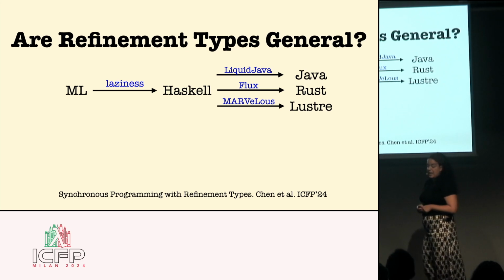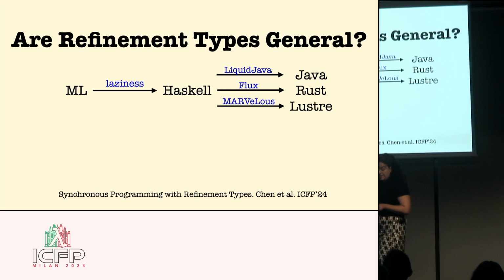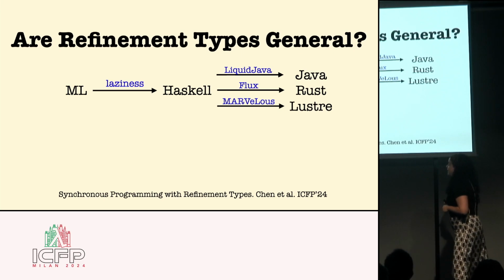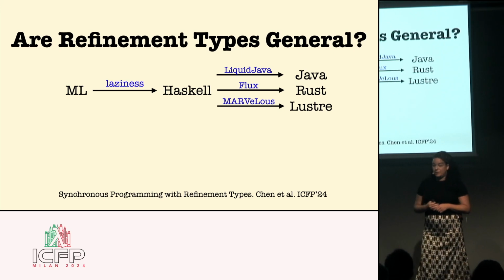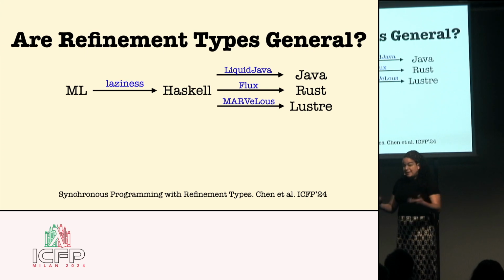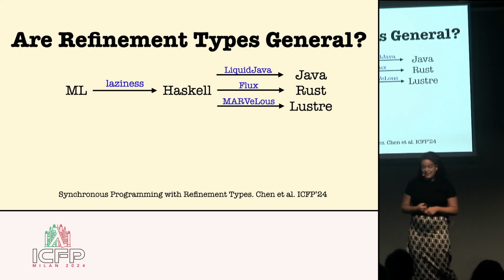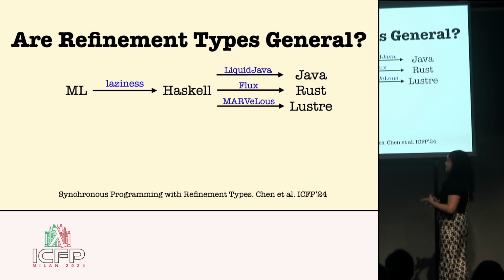And actually, in the next session, a new refinement type system is presented. It's called Marvelous, and it refines the Lustre programming language, which is used for synchronous programming. So there are many refinement types coming out these days, which is exciting.